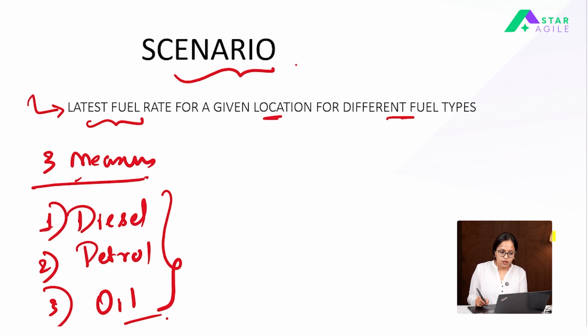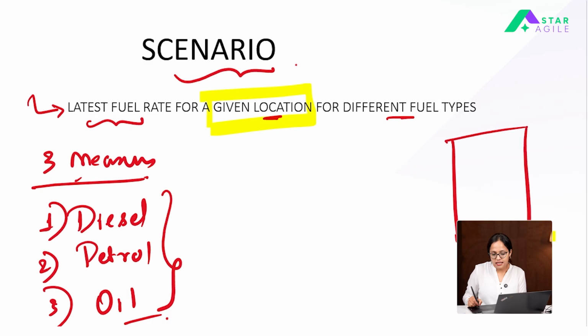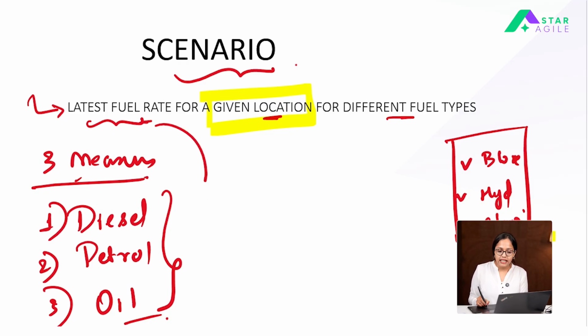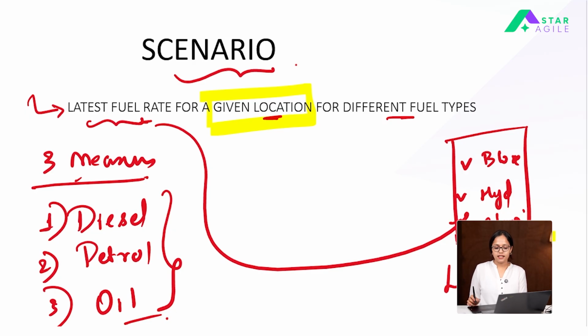Now for a given location, it will be more feasible if you have an external slicer here, where you have Bangalore as one particular option, Hyderabad, and the other option, that is Chennai. So here you have to make sure that the latest fuel rate only respects the location filter. It should not respect any other filter, guys. Like you can have date, you can have other things like fuel type. It should not respect any of that. It's only going to respect the location filter.